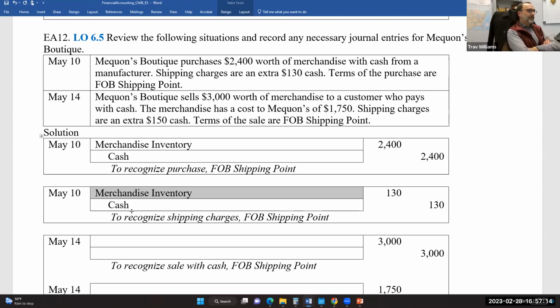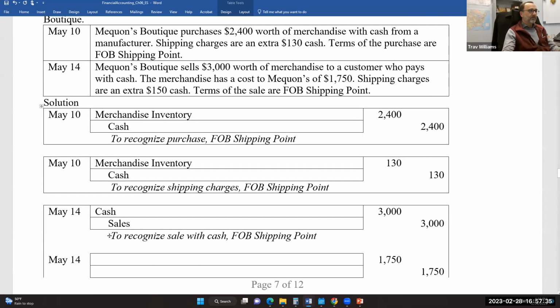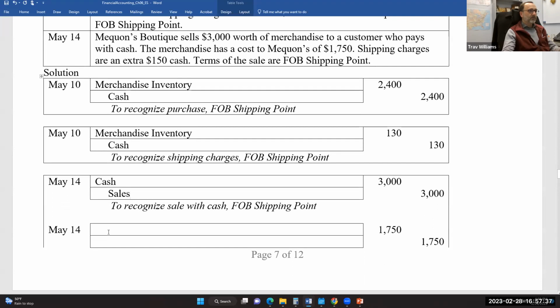Okay, now for May 14th, the same company is now the seller. They're selling merchandise. The customer pays with cash. So the company got cash. They made a sale. They have to record cost of goods sold.